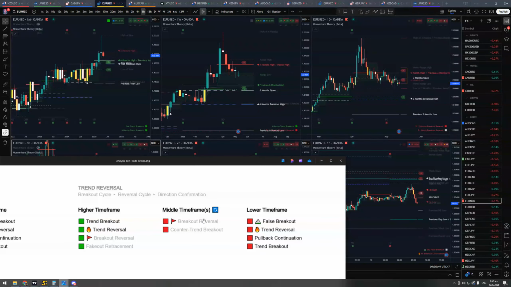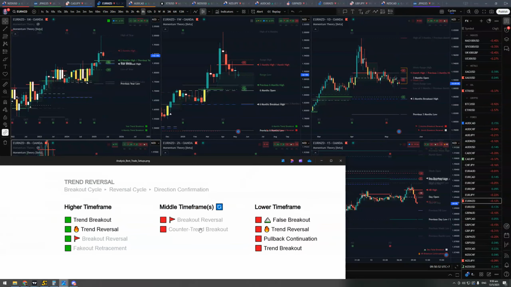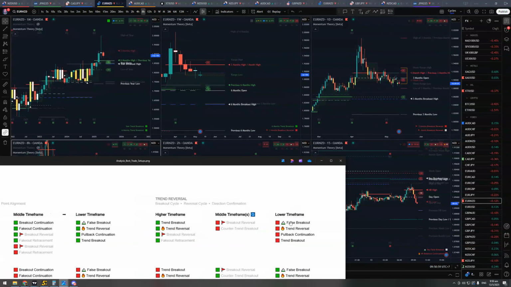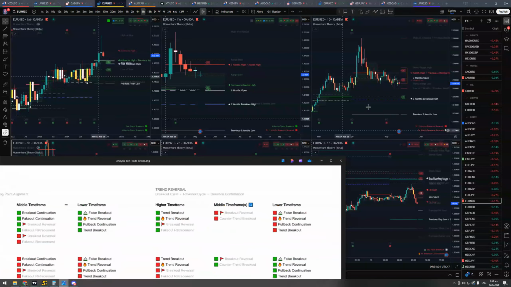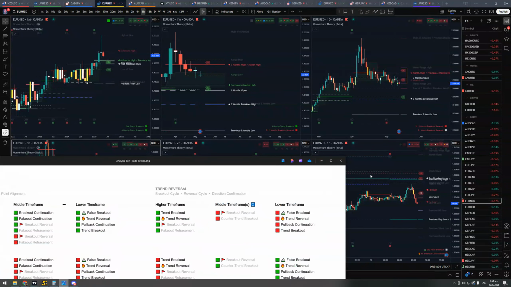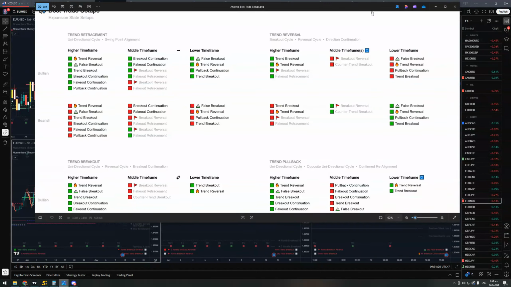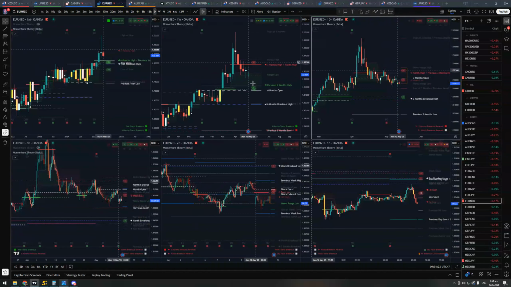Middle time frame, I want to be in a breakout reversal or a counter trend breakout. And the middle time frame is in a breakout reversal, which means that the lower time frame, I need another unidirectional cycle pushing down. Lower cycle, lower time frame is still in a breakout reversal. So actually, these middle time frames they loop. So if you get the same ones multiple times, and I just continue on down, and the weekly is in a trend breakout. So that's exactly what I do look for.